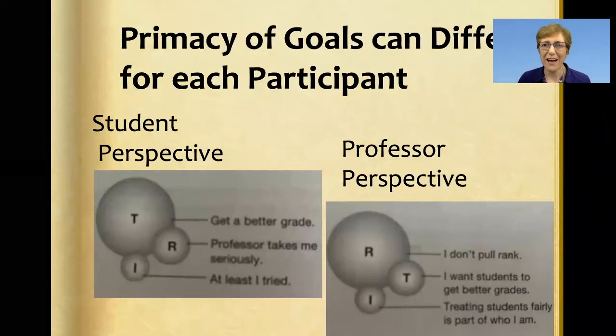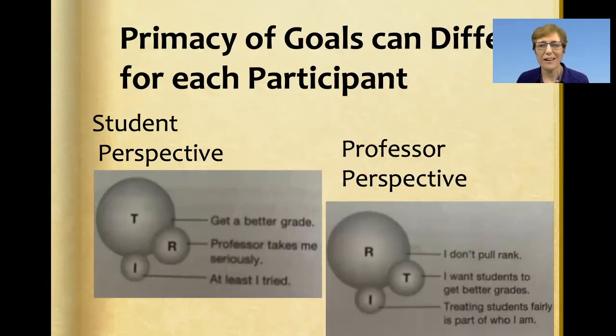Now, the primacy, so how important is an issue or a goal, can differ for each of the people in the dispute. So take your typical student unhappy with the grade type of situation, okay? So the student goes to the professor, and for them, the topic is they want a better grade. And that's the most important thing when they're thinking about it. They just want a better grade, okay? And secondarily, they want the professor to take them seriously. And then they also want to be seen as someone who tries. That's their identity.